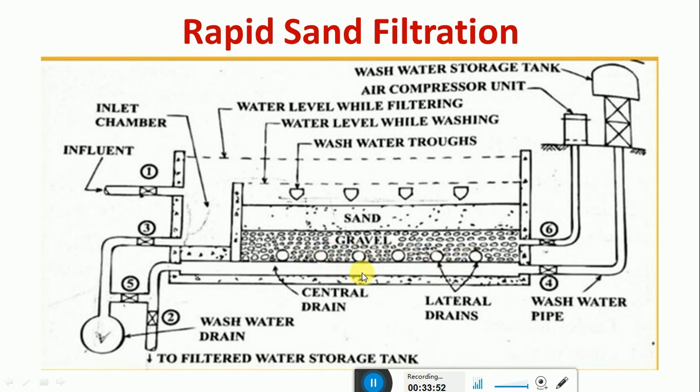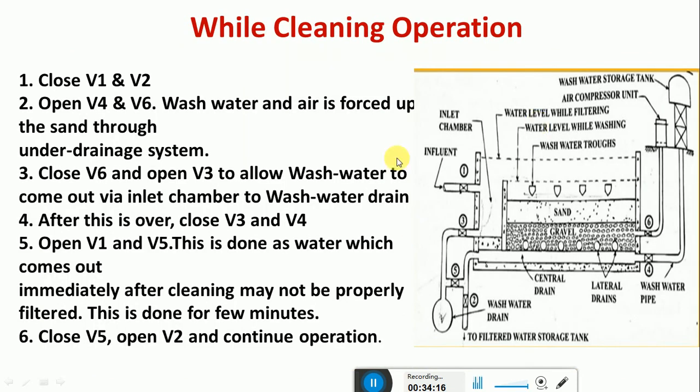So all these small lateral drains will allow the water to flow into this main central drain, through which the water is taken out by opening this valve, and it is collected in a filter water storage tank, and it is sent for the next process of treatment.